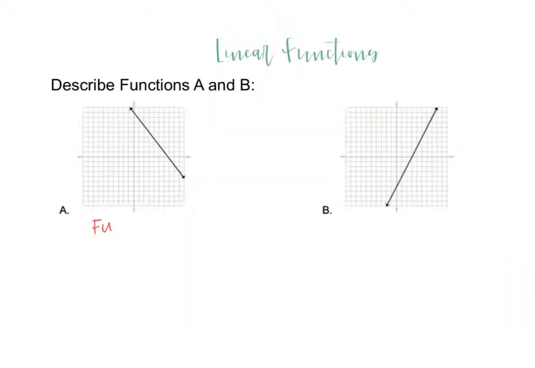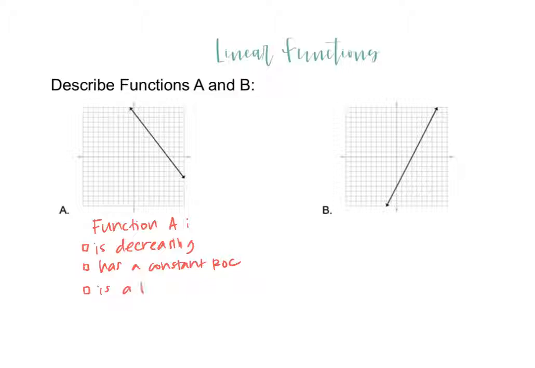So when it asks to describe these functions, I'm going to say function A. Well, reading the graph from left to right, I see that function A is decreasing, right? The rate of change is going down. I also notice that it has a constant rate of change because it is a straight line. And I also notice that it's a linear function because of all those reasons that we just said.